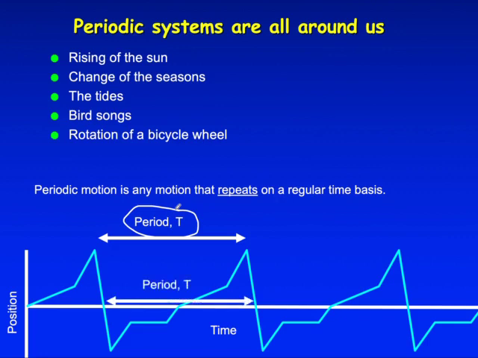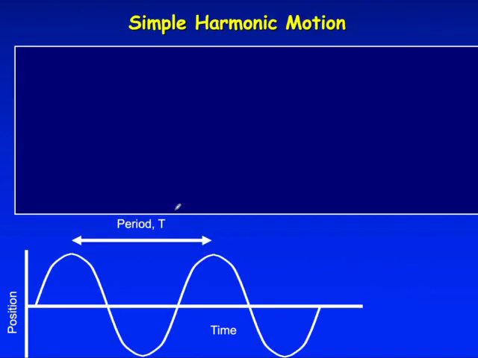You can also measure the period between two crests, or in this case, where it goes down across equilibrium, or you can measure it between any two points where that repeat occurs. Here it is between two troughs.